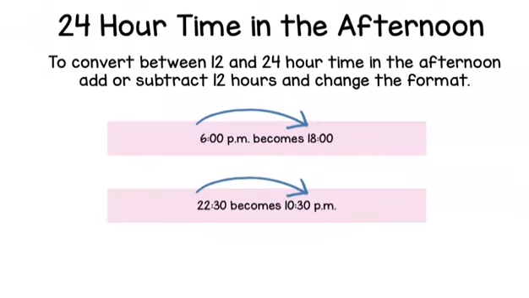Now, changing between 12 and 24-hour time in the afternoon is where it gets fun. So if you're turning it from 12 to 24, all you need to do is add 12 to the hour. So, for example, 6 PM, you would have to add 12 to the 6, and that would become 18, and then you'd put your :00. If you're turning it from 24-hour to 12, you know that 22:30 is PM because it's above 12. So you could take 12 away from 22, which gives you 10. So you know that 22:30 is equivalent to 10:30 PM.